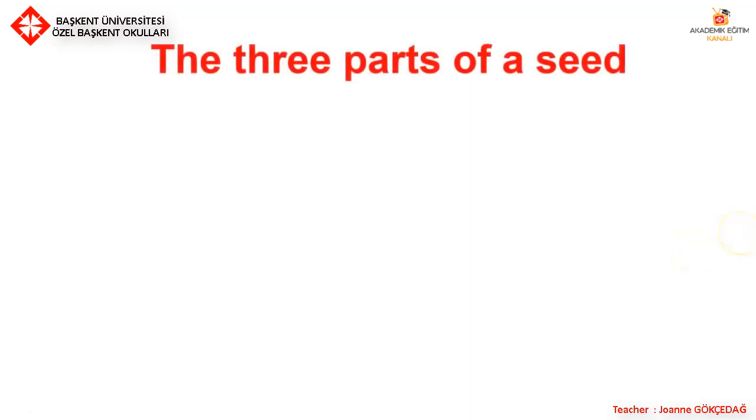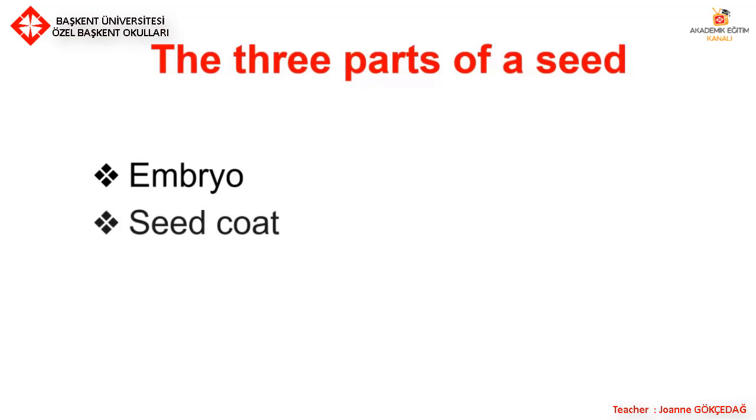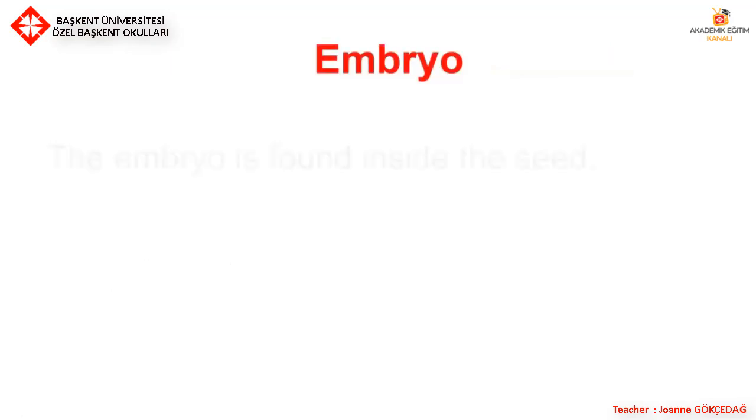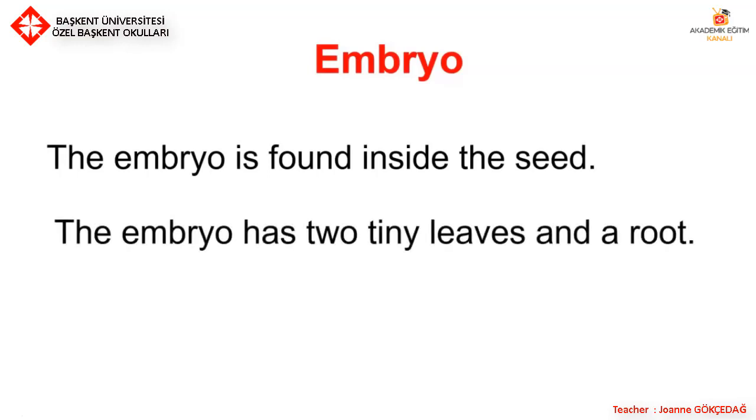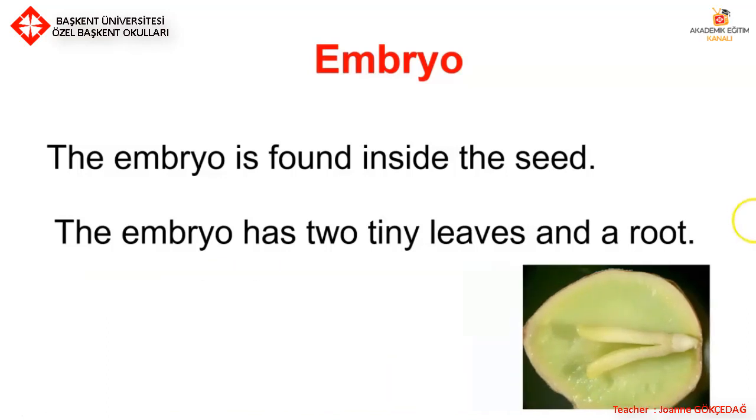So the three parts of a seed, we've already looked at those three. We've got the embryo, the seed coat, and the food store. So we're going to look in more detail about what they do. So the embryo. The embryo is found inside the seed. It has two tiny leaves and a root. Here is a picture of an embryo. You can see the two leaves and you can see the root here.